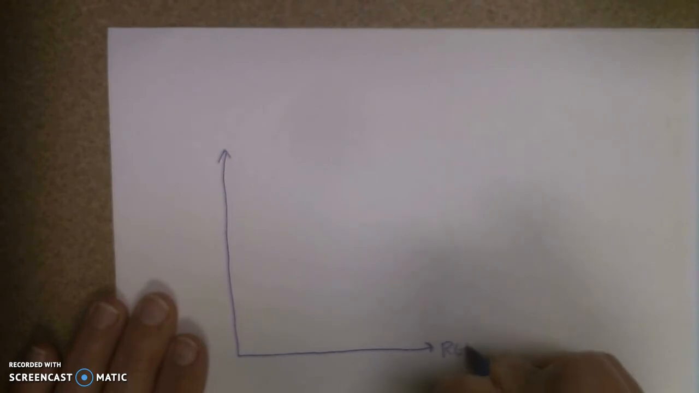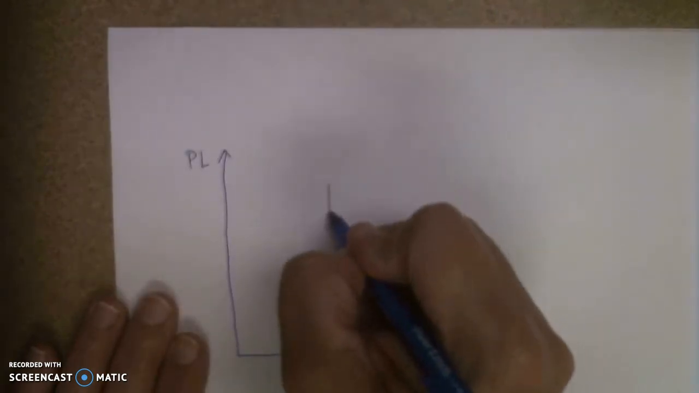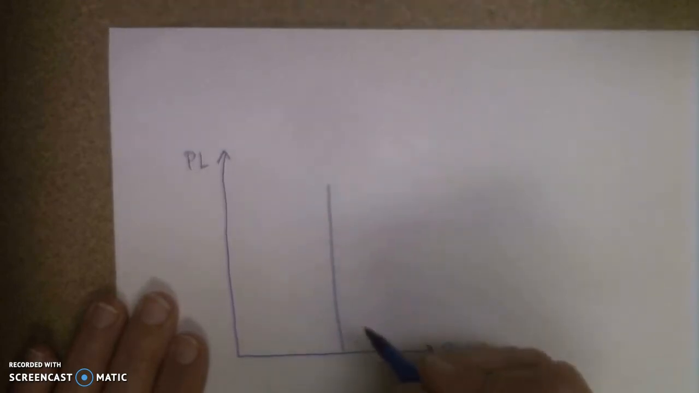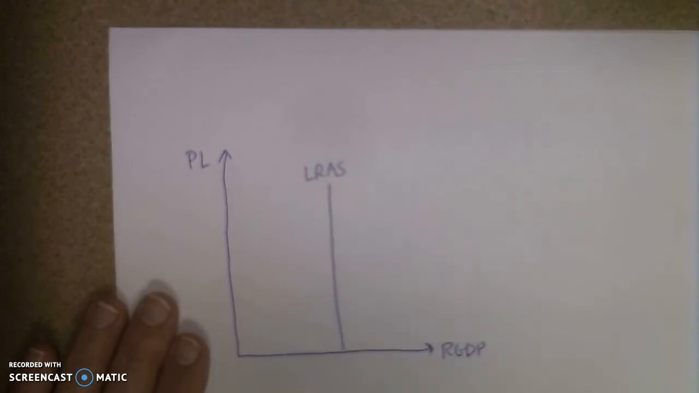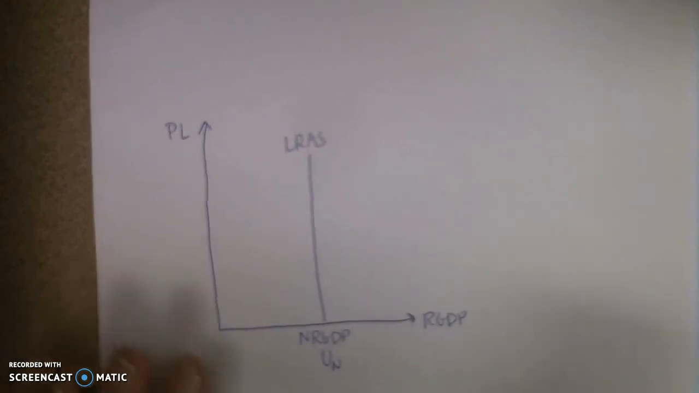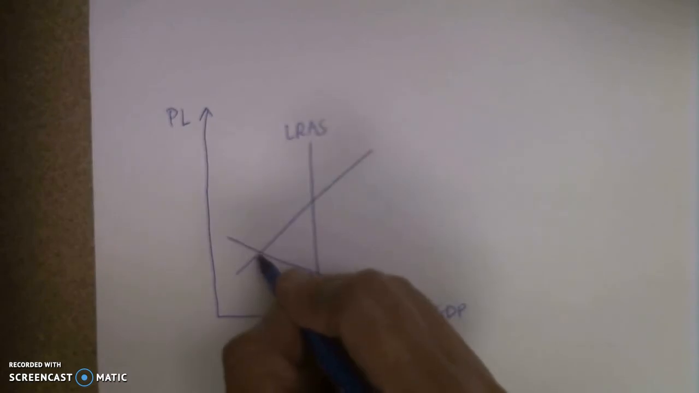Again, real GDP going along the horizontal axis, price level going across the vertical axis. You have a vertical curve, which is your long run aggregate supply curve. And that long run aggregate supply curve is going to tell you, can you remember what kind of GDP? Natural real GDP. And with natural real GDP, you have natural unemployment, right? Now, we're going to then be in a recessionary gap. So X marks the spot right over here.